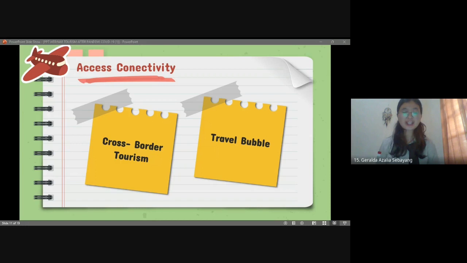In practice, a travel bubble will allow for limited travel between countries that agree to it. This is done to accelerate economic recovery for countries that are affected by the pandemic. With the travel bubble, visitors from these countries can travel more easily, for example, by not being required to self-quarantine upon arrival in the destination country.